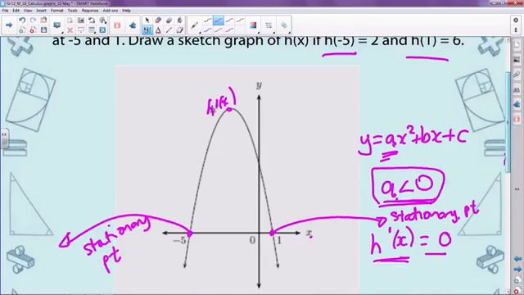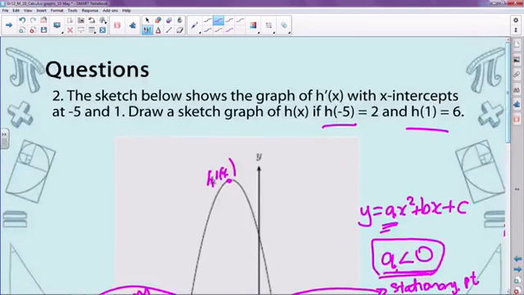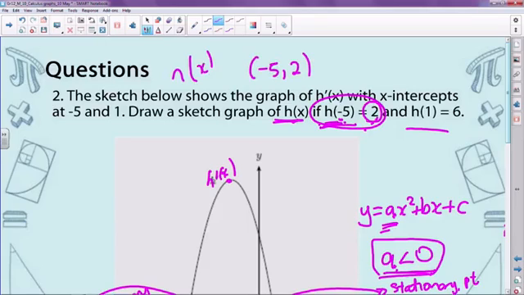All right. Now they add to that h of -5 is 2. What does this mean? This tells you that your function value on your original function, h of x, your cubic function, your function value is 2. Your y value is 2 when x is -5. In other words, this is a coordinate on your graph h of x. The other coordinate on your graph h of x, when x is 1, y is 6. So when x is 1, y is 6.